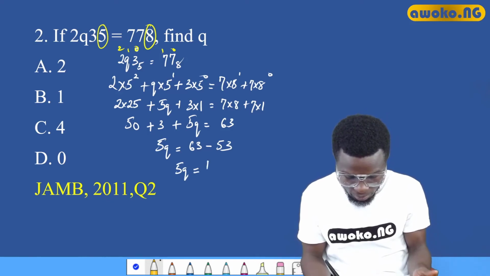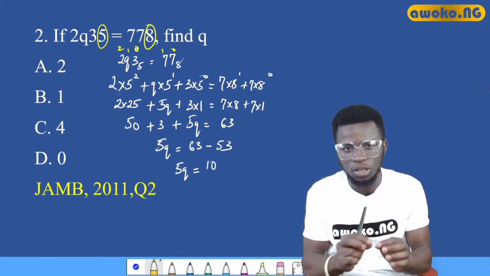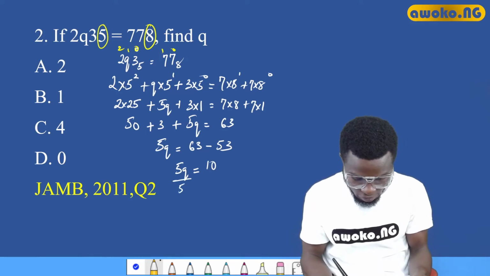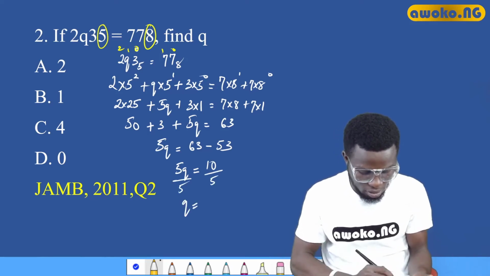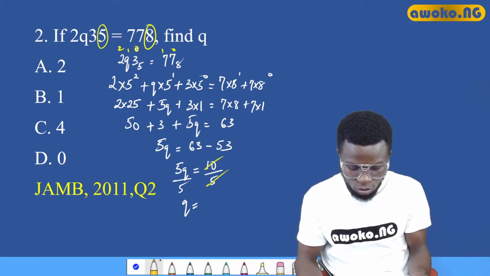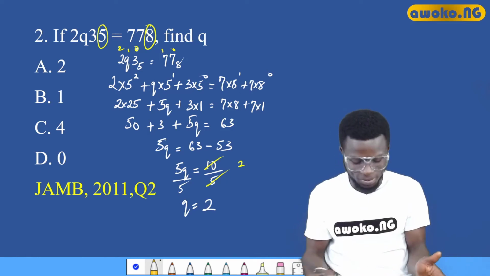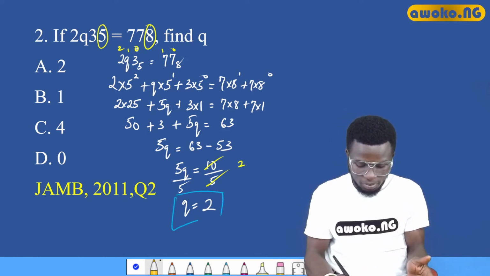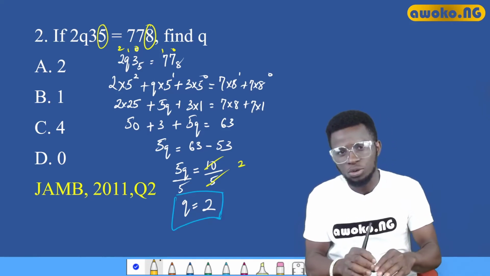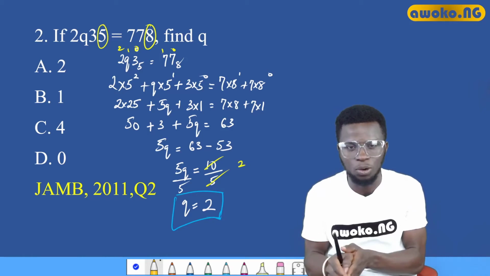And this simplifies to 5q equals 10. So dividing through by the coefficient of q to make q stand alone, I'll divide through by 5 and divide through by 5, and q will definitely give me the value of 2. Therefore, my q is equal to 2. This looks very, very easy. Now with this, I'm sure you understand how to go about this type of problem.